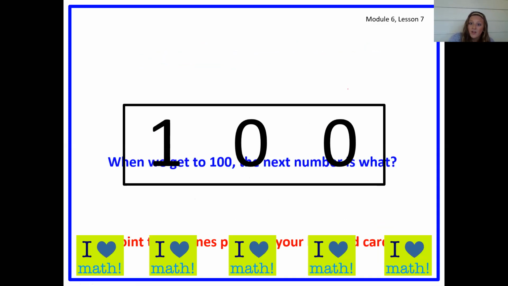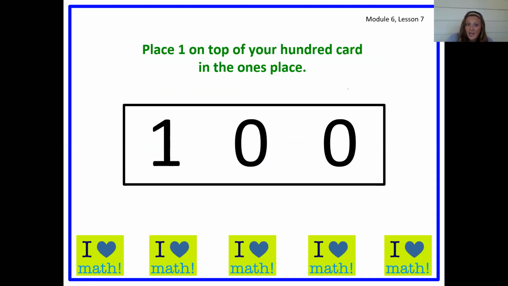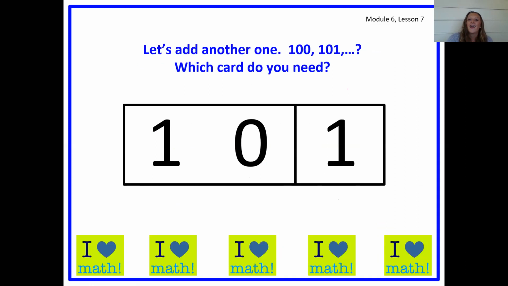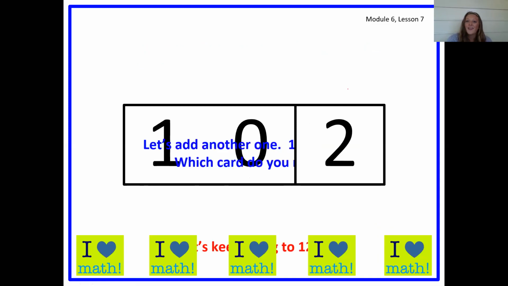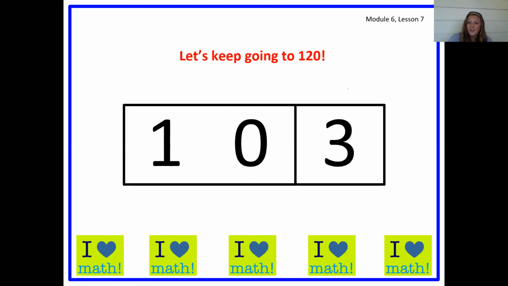Count with me. 100. On the place value chart, look at the 1 spot, right? The 1 will go on top of the 1 spot. 101. Add another one. 102. What do we need now? 103, right? So we're going to go all the way to 120, ready?